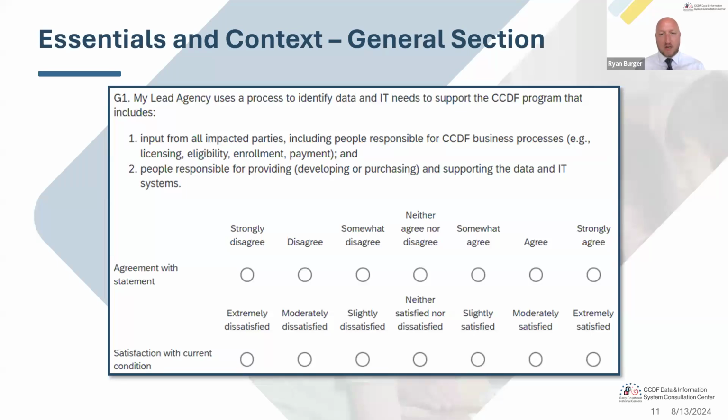So this question, G1, is not asking necessarily about human-centered design or user testing, some of those task-level quality assurance process steps we might be familiar with. It's instead asking about how the CCDF lead agency is engaging with those strategic organizational partners to identify how technology and IT modernization efforts can better support CCDF goals.